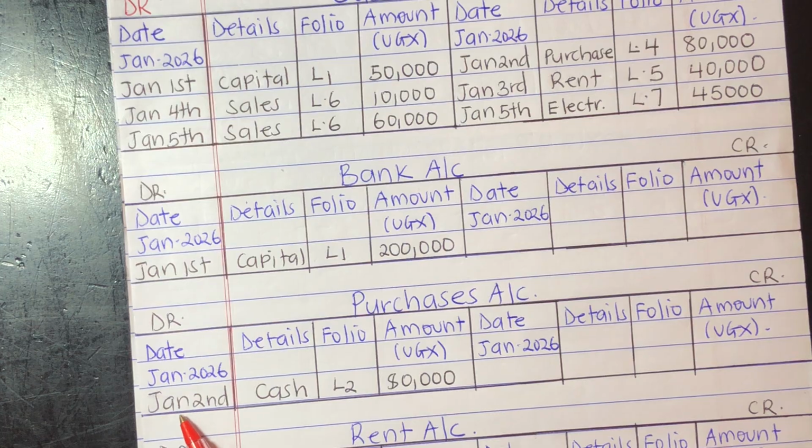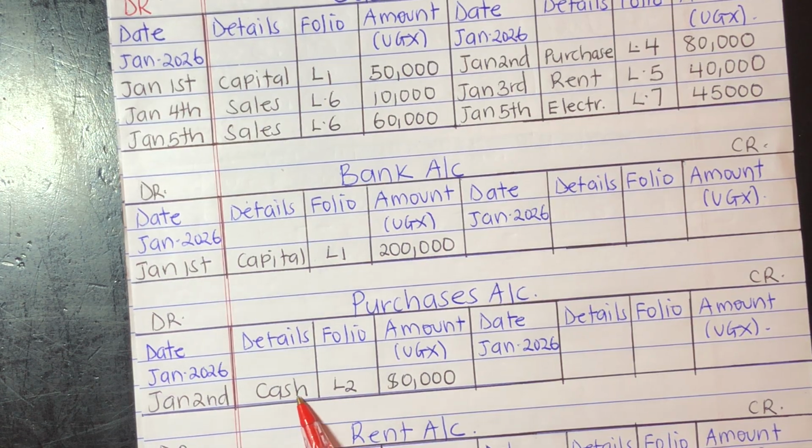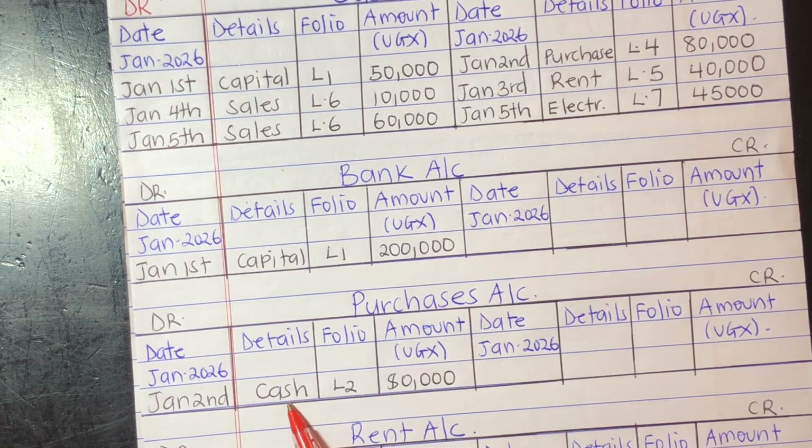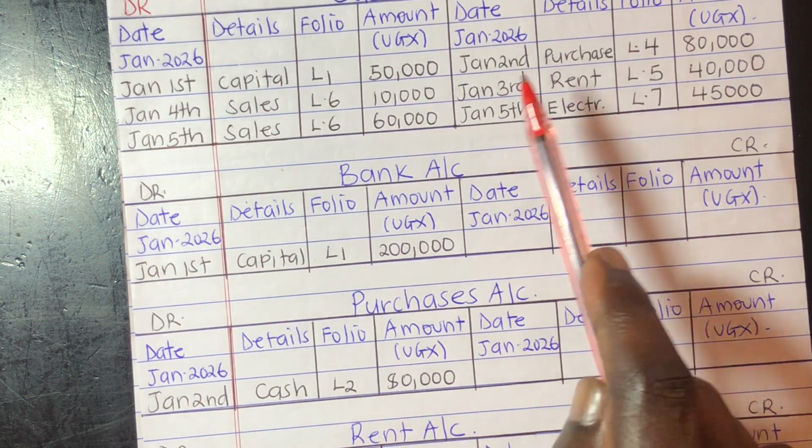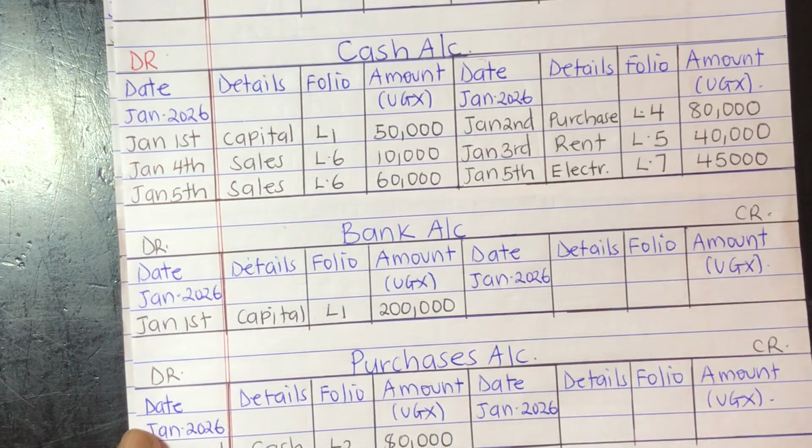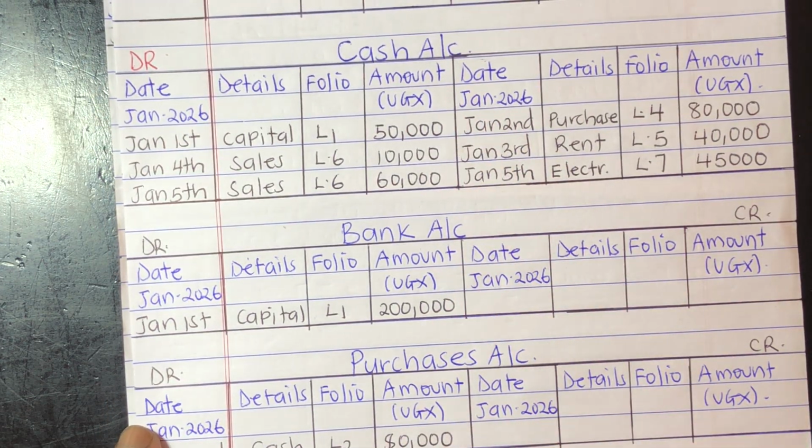So we just record January 2nd, it was receiving money from the cash account, and the cash account is ledger 2 here. You can just count these ledgers. It is ledger 2, and then record this amount here.